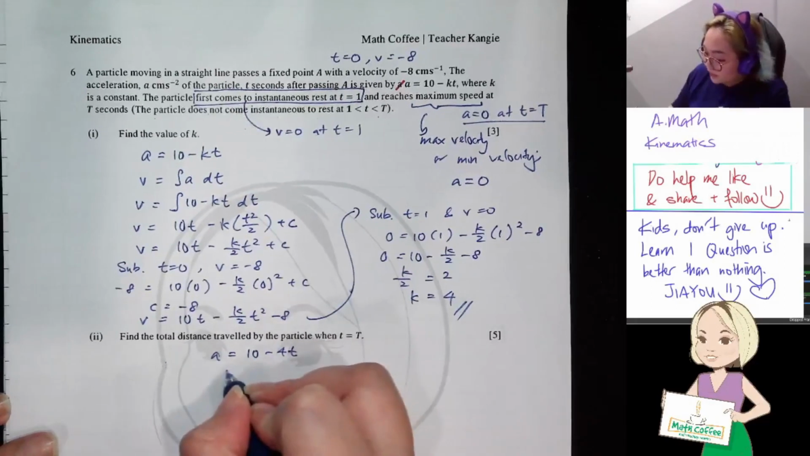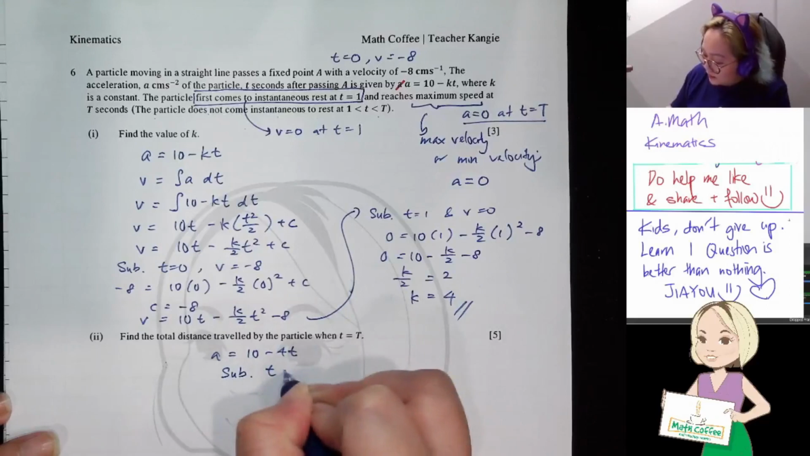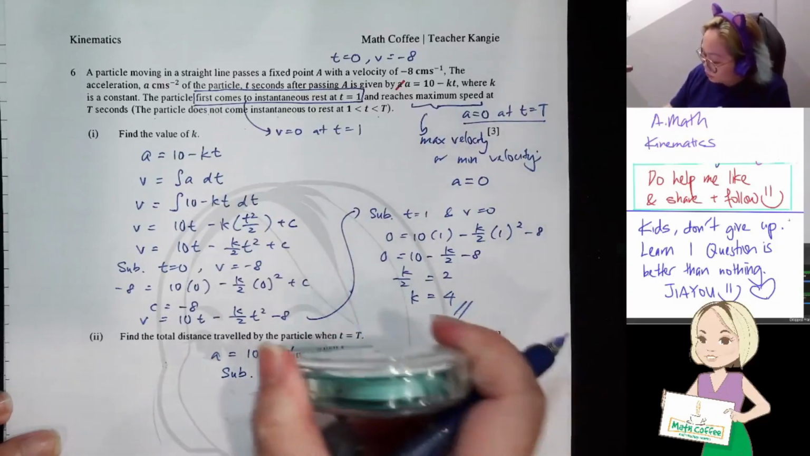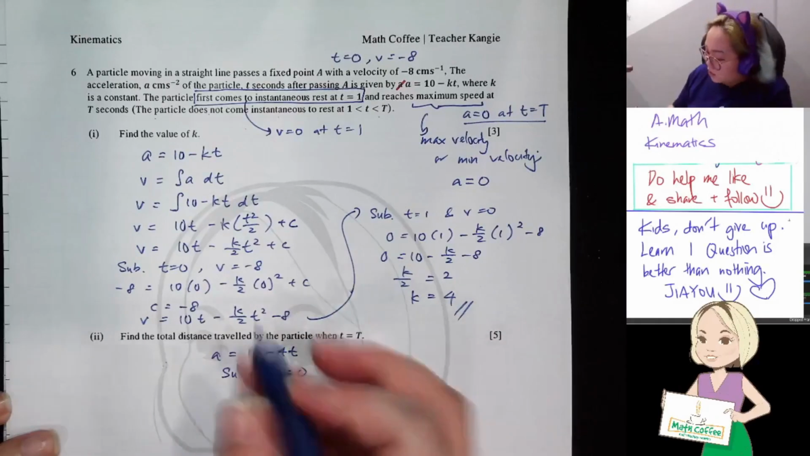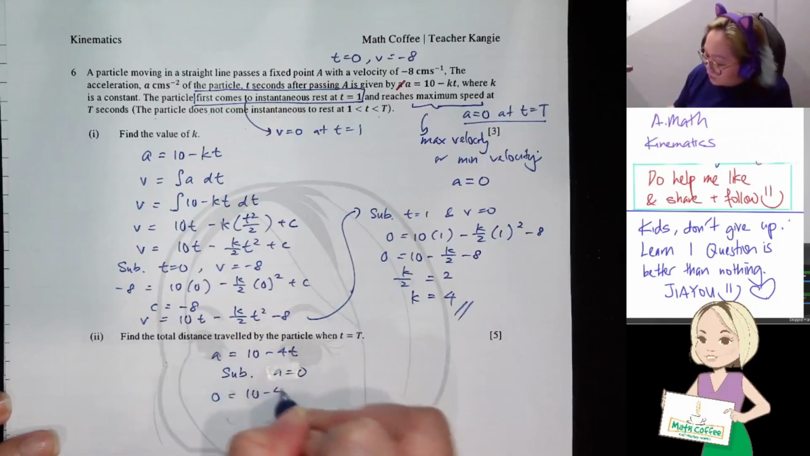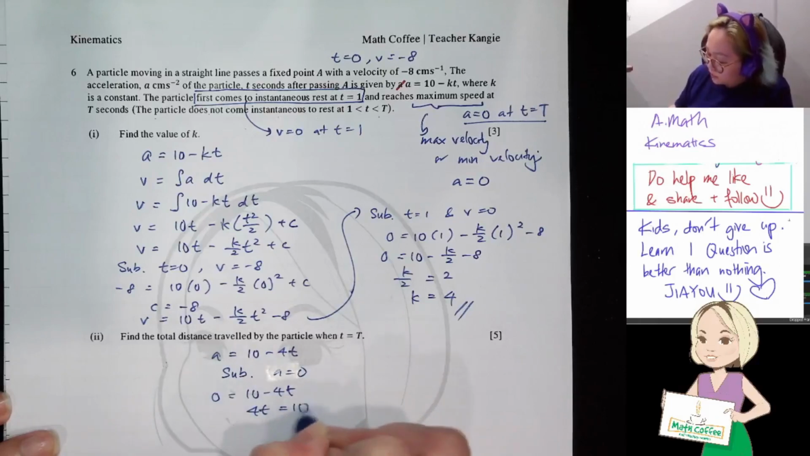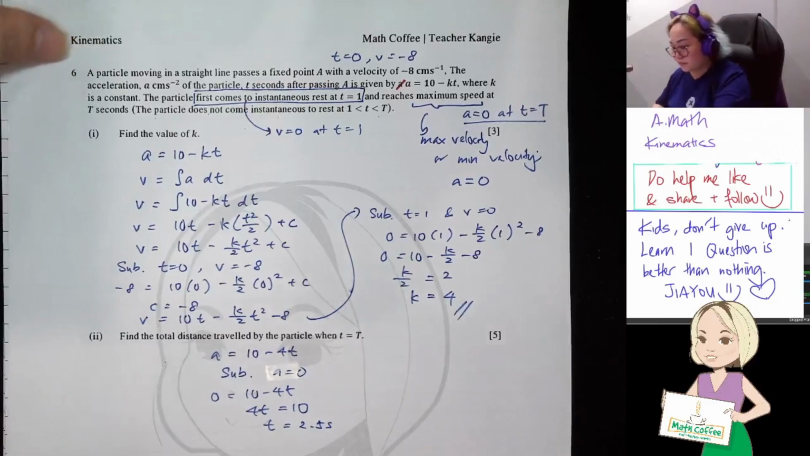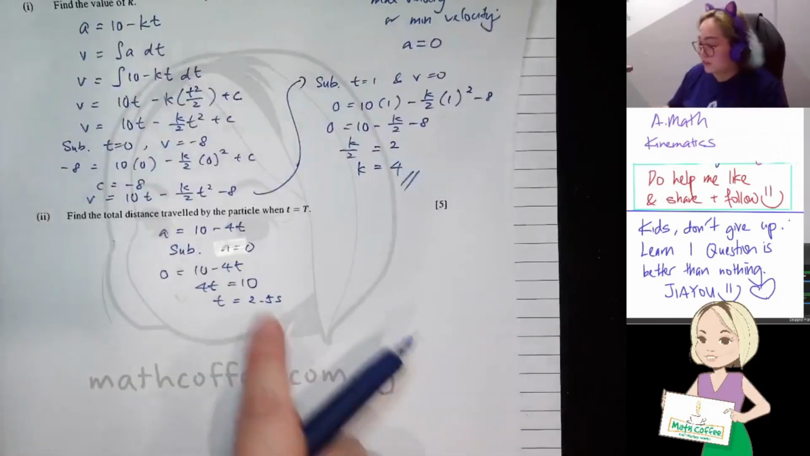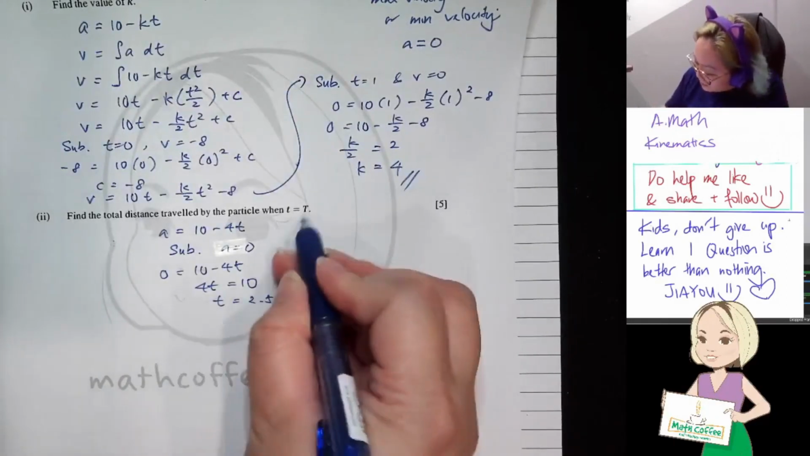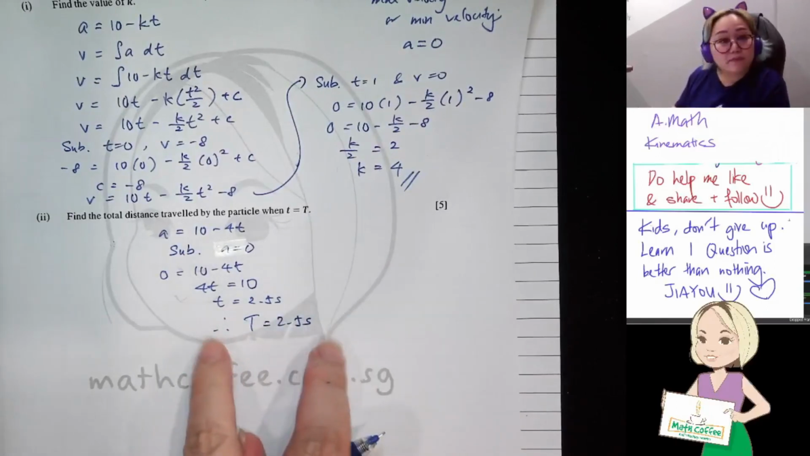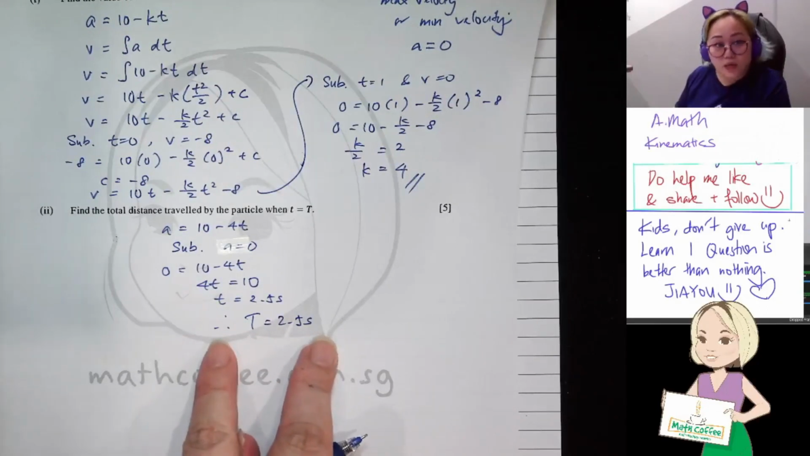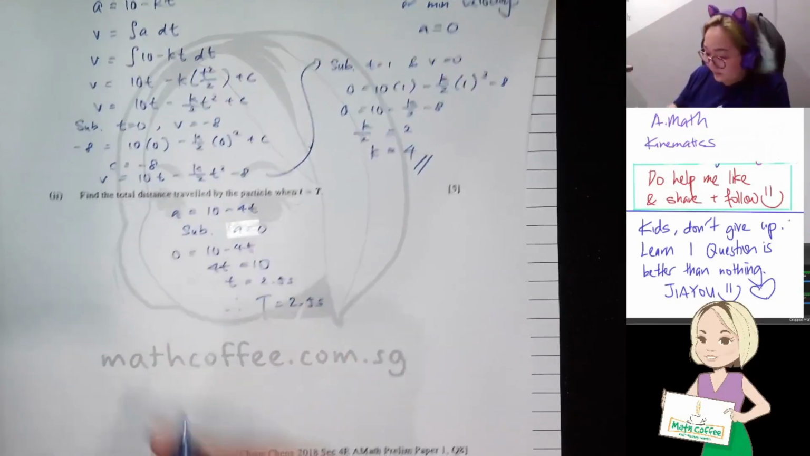So all I need to do is sub a equals 0. So 0 equals 10 minus 4t, 4t equals 10, t equals 2.5 seconds. This tells me that my big T is 2.5 seconds. Understand? Okay, so now I need to find my s.